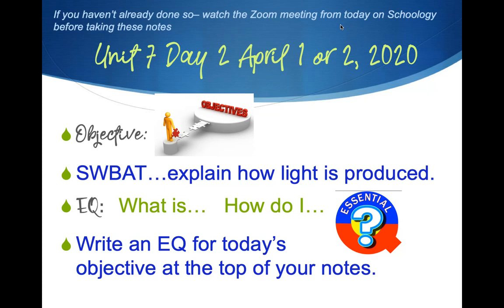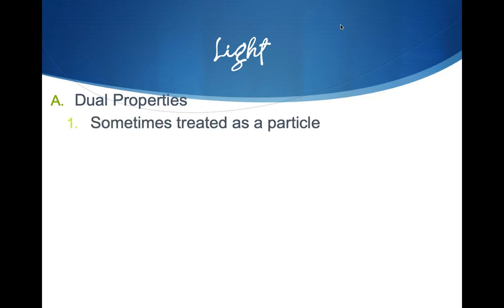Okay, so let's get into today's specific focus. The student will be able to explain how light is produced. The first thing we think about when we think about light is that you really can think about it in 2 different ways. You can think of it as a particle, like a tiny little piece of energy that is moving through some sort of space, and you can also think about it as a wave. We are going to focus on light as a wave for this presentation and most of this unit.